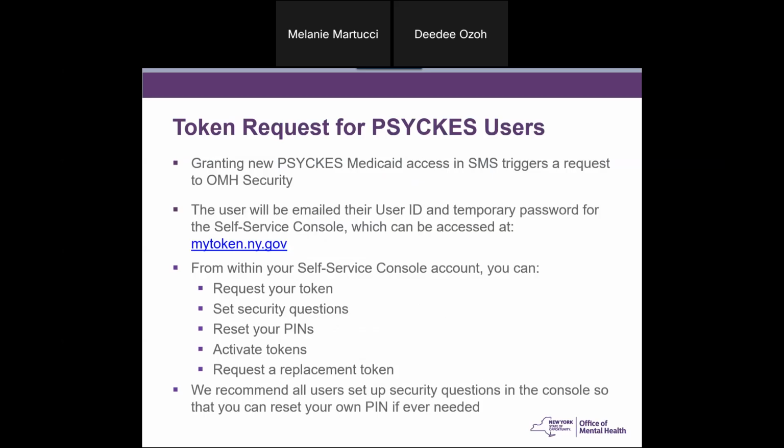So after the PSYCKES Medicaid box is checked in SMS by your security manager, this is what grants an individual user access to PSYCKES. And it also automates a request to OMH security. So once that request is automated, the user will be emailed their user ID and a temporary password for the self-service console. And the self-service console can be accessed at mytoken.ny.gov. And again, this automated request sometimes does take up to a few business days to process.